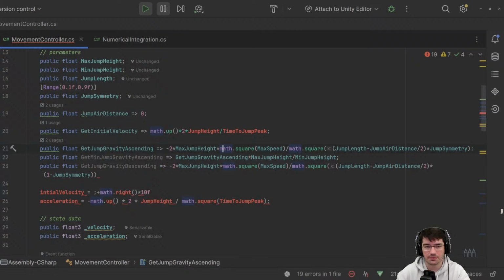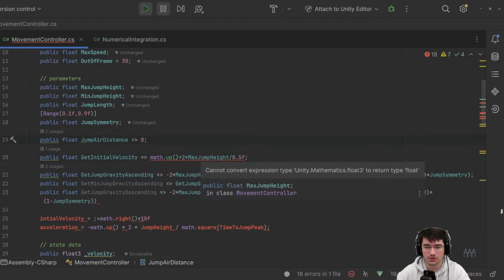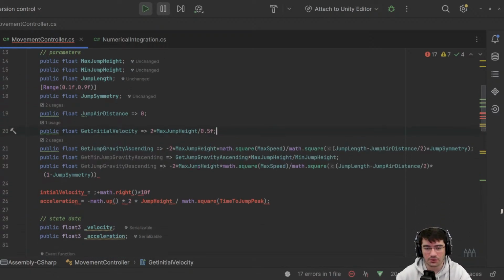Okay. Jump height is this one. Time to reach the peak. Let's hardcode it to 0.5. And cannot convert float 3. So I remove the mass up. Okay. And same thing for this one.